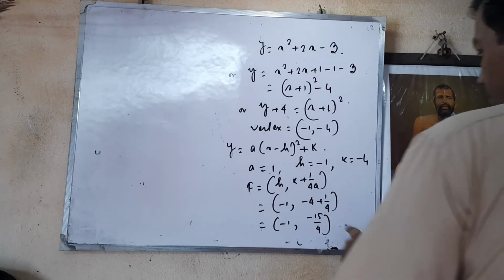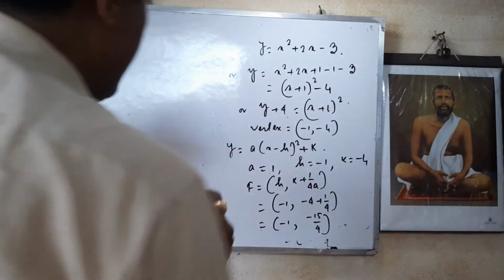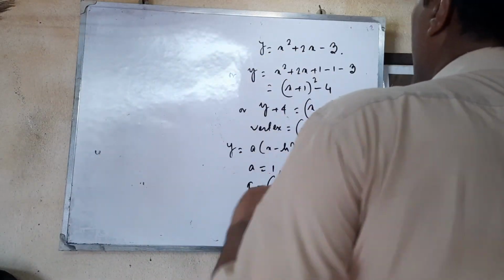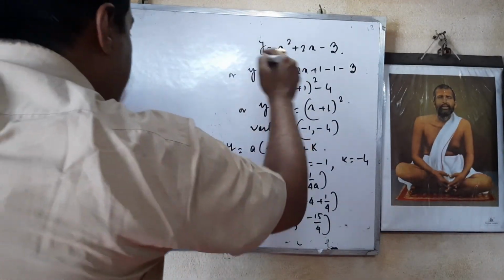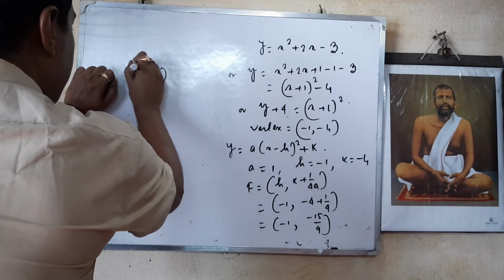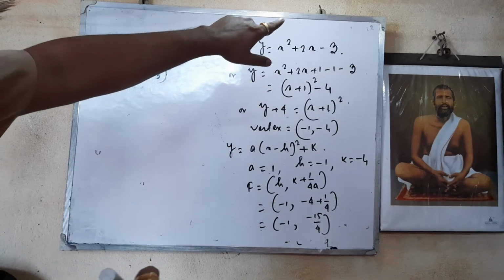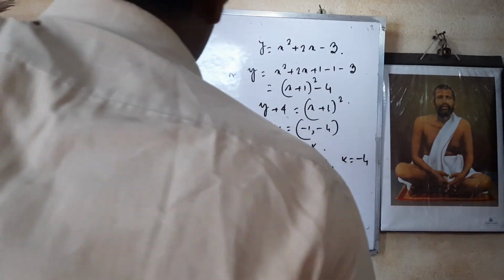Minus 15 by 4. Now let us try to sketch the parabola. You all see that when x equals 0, y equals minus 3. That is, the parabola intersects the y axis at y equals minus 3, so 0 comma minus 3 is a point on the parabola.